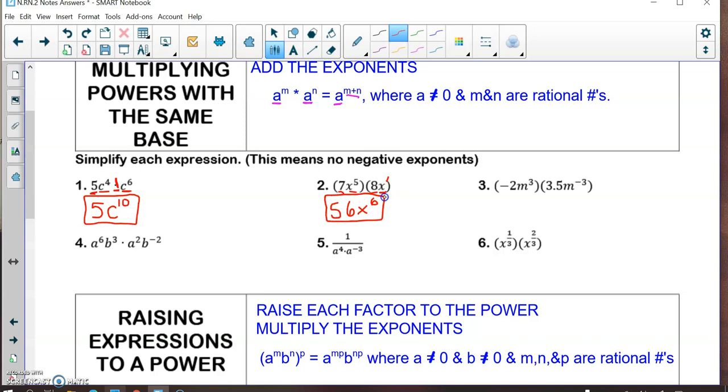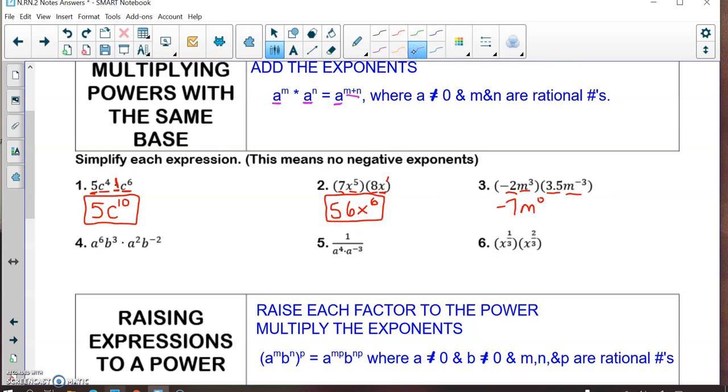All right, my next one, I have a negative 2 times a 3.5. I'm multiplying my coefficients, and I wind up with a negative 7. And then I have m to the 3rd power times m to the negative 3rd power. Since they have the same base of m, I add my exponents. 3 plus negative 3 is really 0.